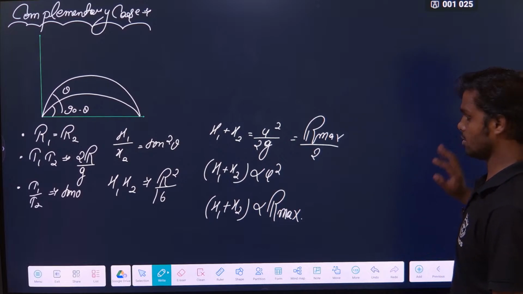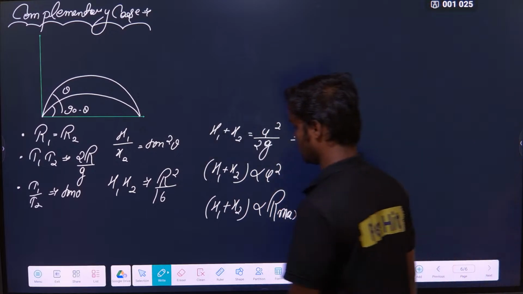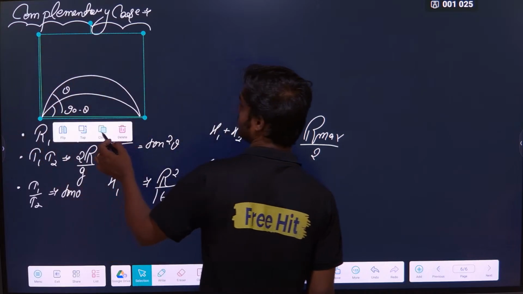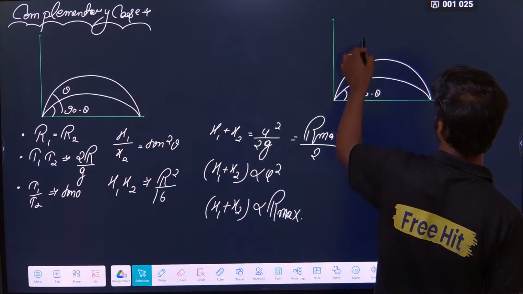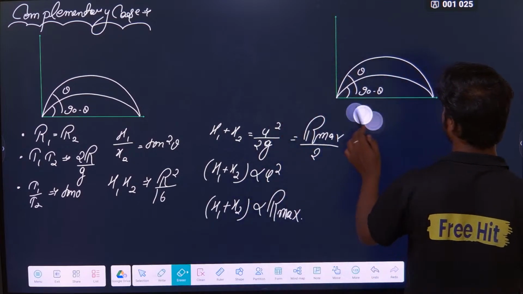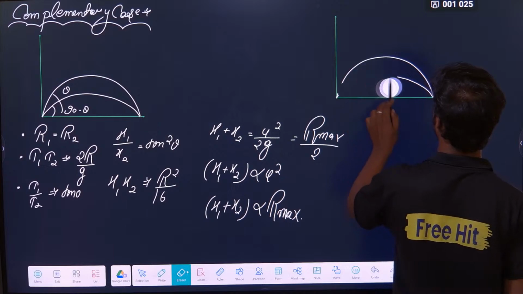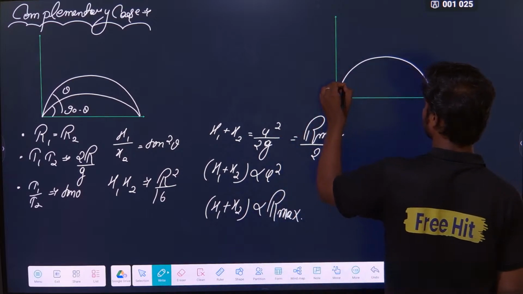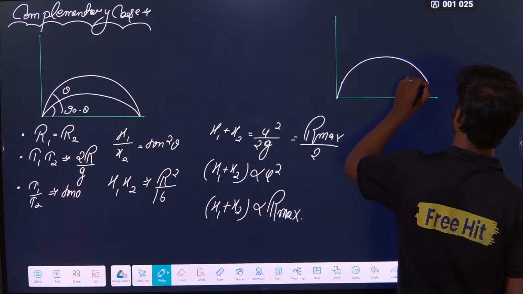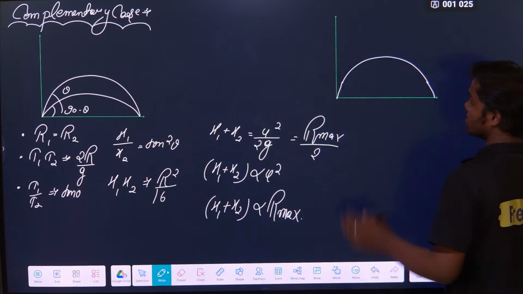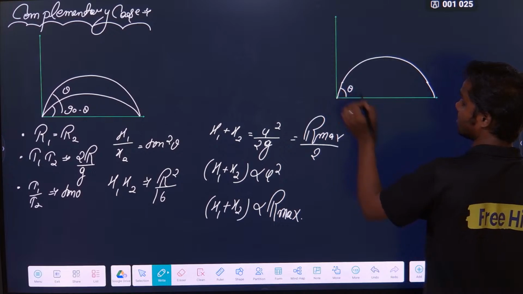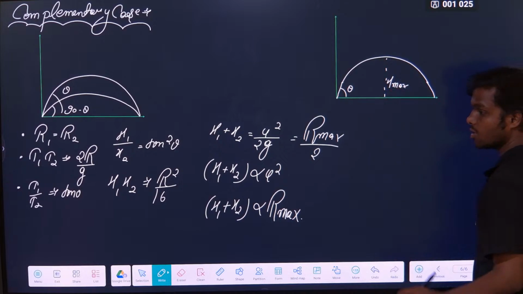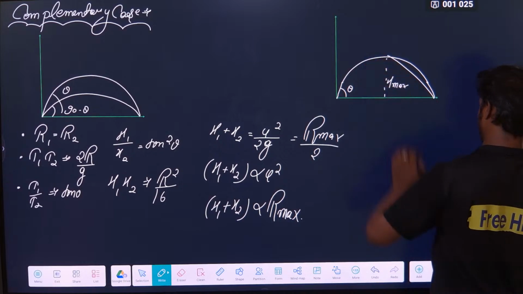There are some results related with this. One more thing I would like to tell you, that is one more result. This is a very small result, I will just write it here. The result is very simple. Suppose the projectile is at theta, and this height is h max. Suppose I am drawing a triangle like this.